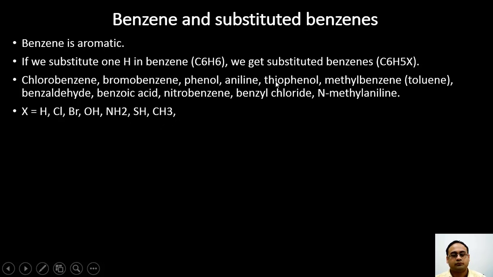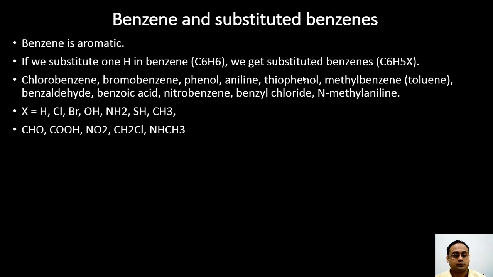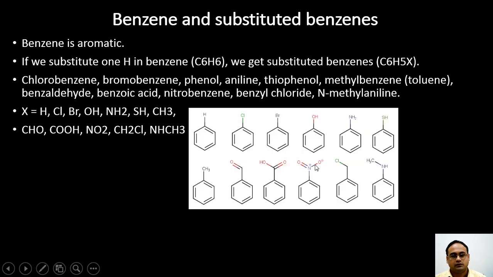will give aniline, SH will give thiophenol, CH3 substitution will give you methyl benzene, substitution by CHO will give you benzaldehyde, by carboxylic acid substitution will give you benzoic acid, substitution by NO2 will give you nitrobenzene, and substitution with CH2Cl will give you benzyl bromide, and substitution by NHCH3 will give you methyl aniline. So please take a look at these structures carefully and try to understand similarities and differences between them.